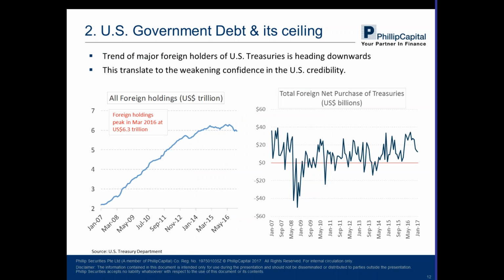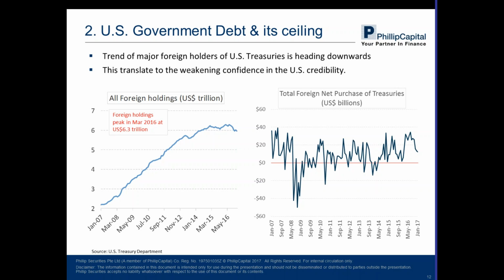So, like I mentioned, if we look at the trend of major foreign holders of the U.S. Treasury, it is actually heading downwards. On the left-hand side of the chart, you could see that the peak in foreign holding was actually in March 2016, last year, at 6.3 trillion. Since then, it has come off to 5.9. Do note that if I were to pull this chart all the way back into history, the holding of U.S. Treasury has actually never reversed before. It has always been on an upward trajectory.